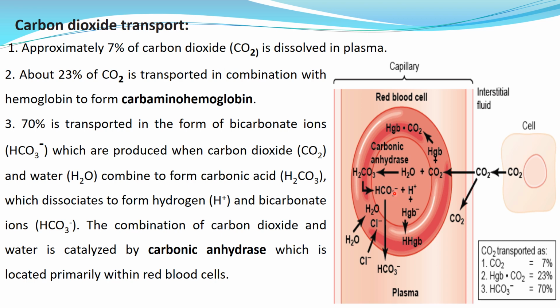Then when it gets to the respiratory system, or when it gets into the kidneys, it can be eliminated as HCO3. At the level of the respiratory system, it can be eliminated. So any defect in the function of carbonic anhydrase might interfere with the process of carbon dioxide transportation.